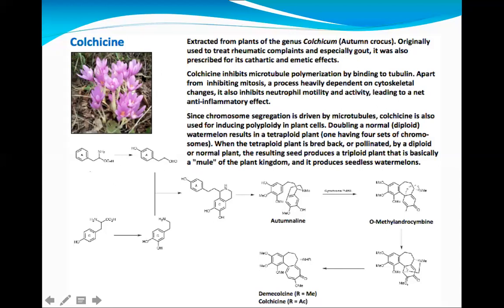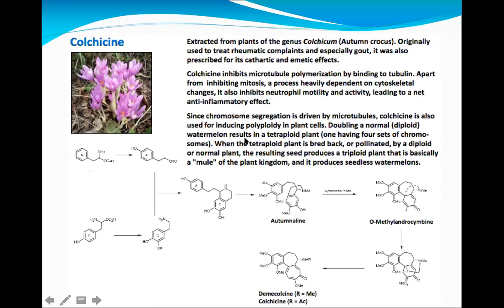But colchicine people use in research, even in biotechnological research, plant breeding research. Since chromosome segregation is driven by microtubules, colchicine is also used for inducing polyploidy. You can use colchicine to make haploid to diploid, diploid to tetraploid, like that in plant cells. That is doubling of the normal diploid chromosome number, which can be done by using colchicine.